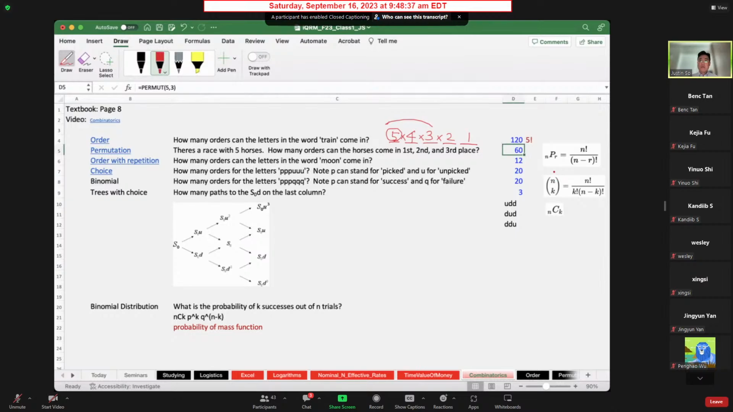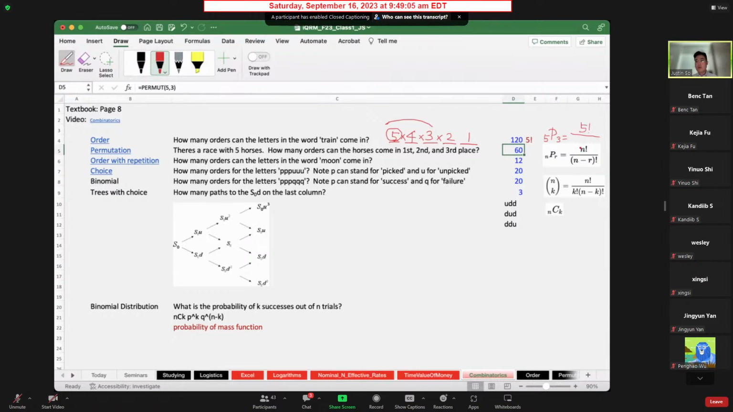Mathematically, this is called a 5 permute 3. There's a formula, but I do not recommend memorizing the formula if you understand the principle. First, we learned about the factorial, because there are 5 horses.